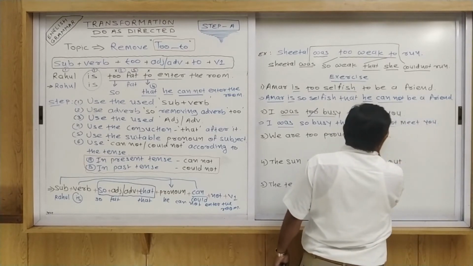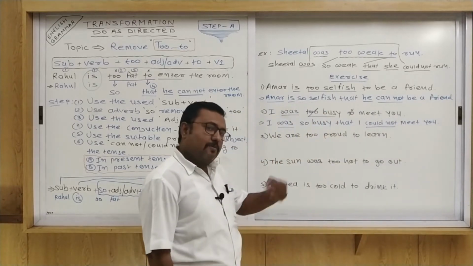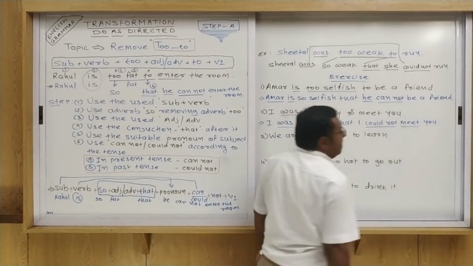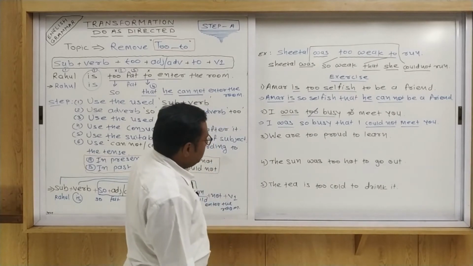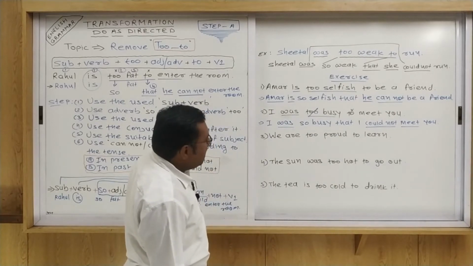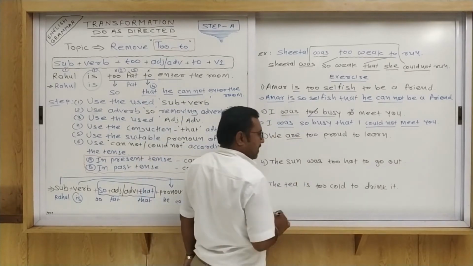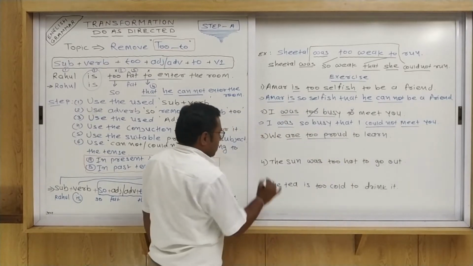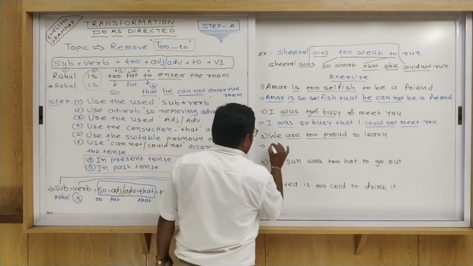Dear friends, here could is a modal auxiliary, and after modal auxiliaries we need to use the main verb. Okay? Now see the third one: We are too proud to learn. This is simple present tense. What is the subject here? We.